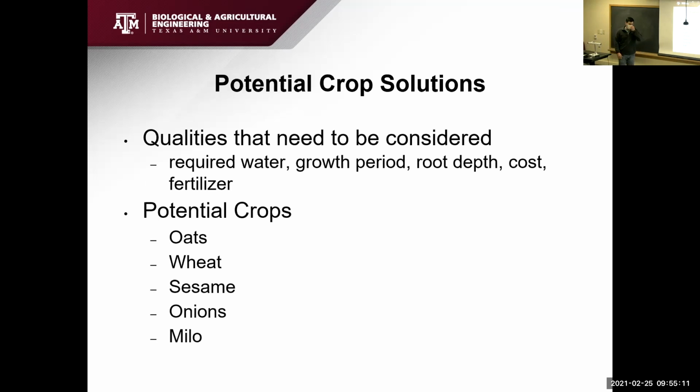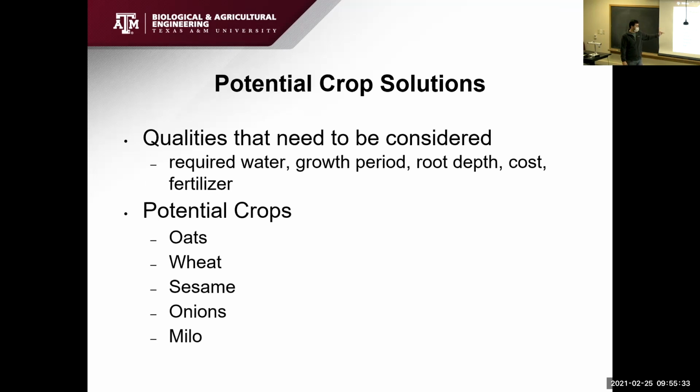Now our main decision we have to make is our potential crop. And there's a lot of qualities that have to be considered. These are some of the qualities that we found to be most important. And that's going to be the required amount of water. Obviously, it is in South Texas, not a lot of water available, even with the irrigation. So we need a crop that's going to require a low amount of water.